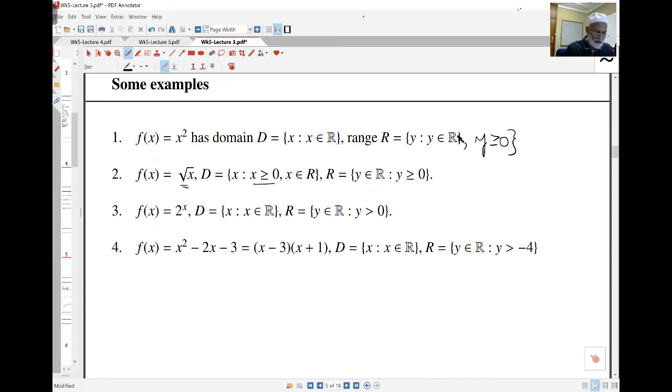And that's because I'm taking the positive square root. y equals 2 to the x here. Again, the domain is the entire real line. Any real number I can work out 2 to the x for. But the range is only the positives, y bigger than 0. Because 2 to the x can't be 0, it can't be negative either.